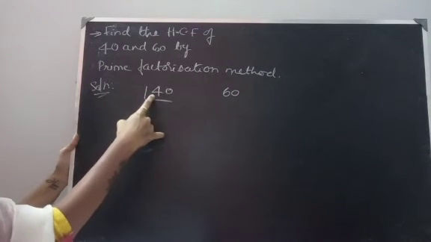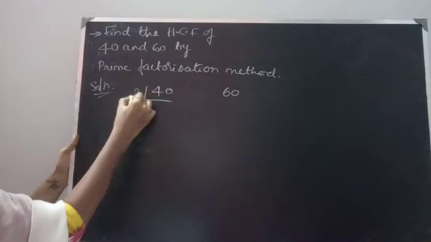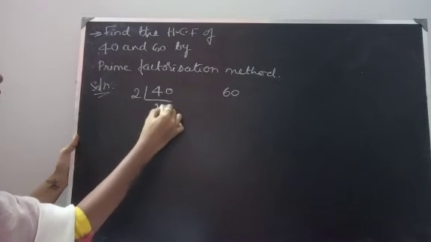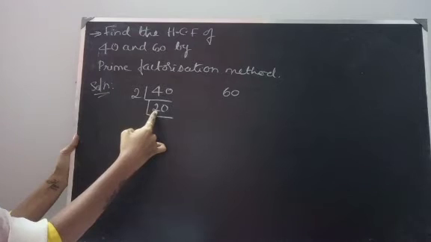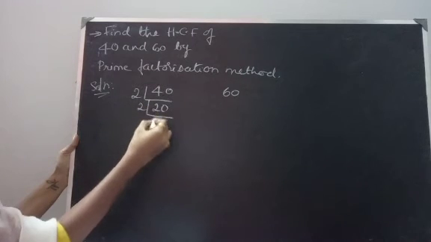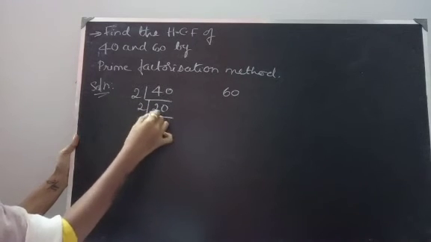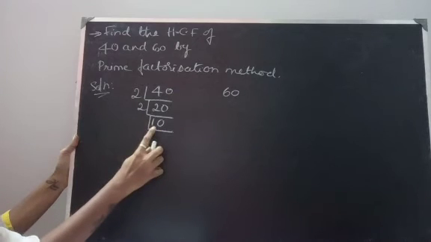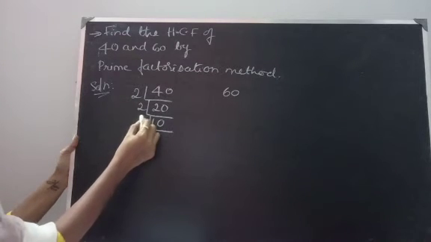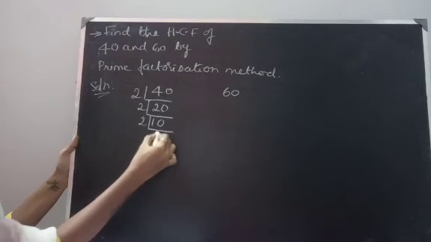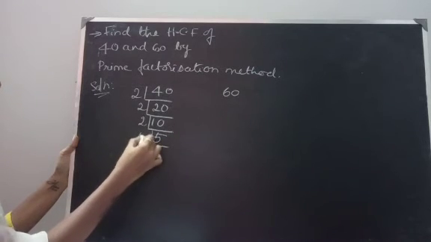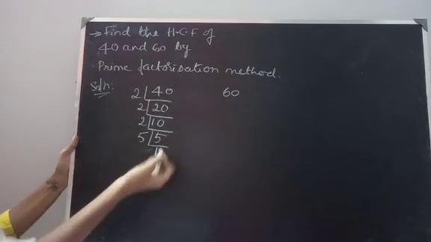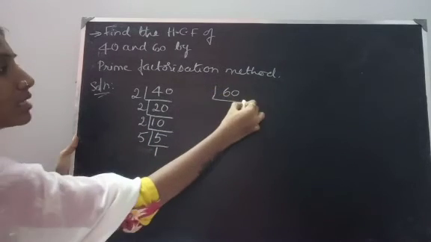40 is exactly divisible by 2. 2 2s are 4, 0. Again 20 is exactly divisible by 2. 2 10s are 20. Again 10 is exactly divisible by 2. 2 5s are 10. Again 5 is exactly divisible by 5.